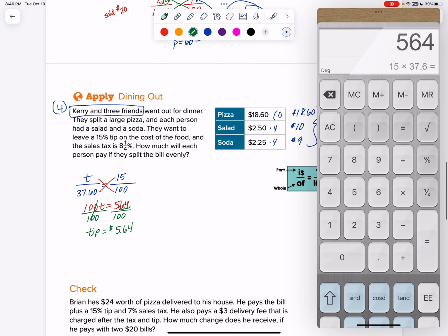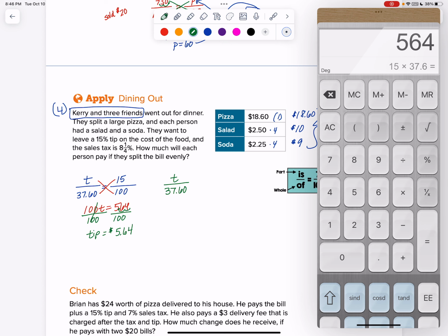Okay, so we're going to do the same thing. Instead of T being tip, now it's tax. The tax is still on the $37.60. You don't do tax on the added tip amount. You do it based on just the food itself. Okay, and what is the percentage for the sales tax?